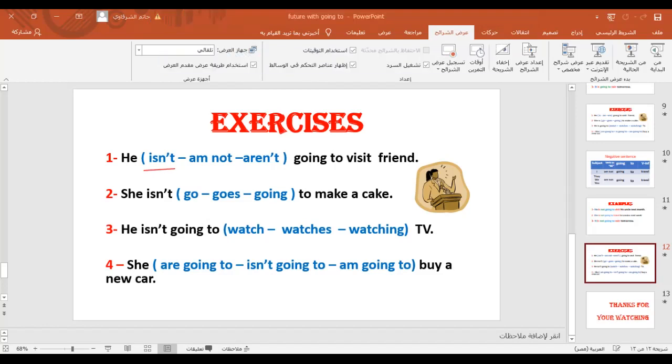Number 2: She isn't goes, going to make a cake. What do we choose here? Great, excellent. Here we choose going to. Why do we choose going to? Because here we make the future with be going to. Here we use verb to be, and after verb to be, we must use going to plus verb in infinitive, make. She isn't going to make a cake.